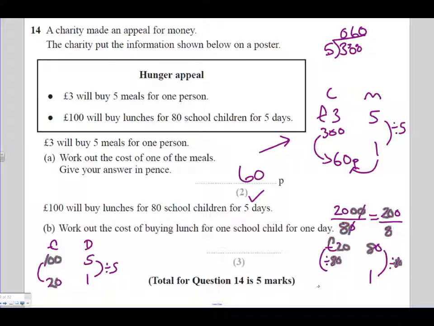So let's use short division. I've got 200, and I'm going to divide it by 8. 8 doesn't divide into 2, carry the 2. 8 goes into 20 twice, remainder 4. 8 goes into 40 5 times. So 200 divided by 8 gives us 25 pence per lunchtime meal. So 1 mark for 25 pence and 1 mark each for showing how much it costs per day and then how much it costs per meal.